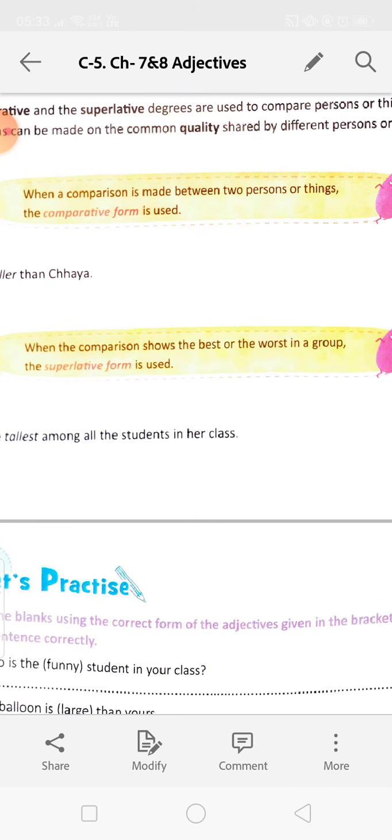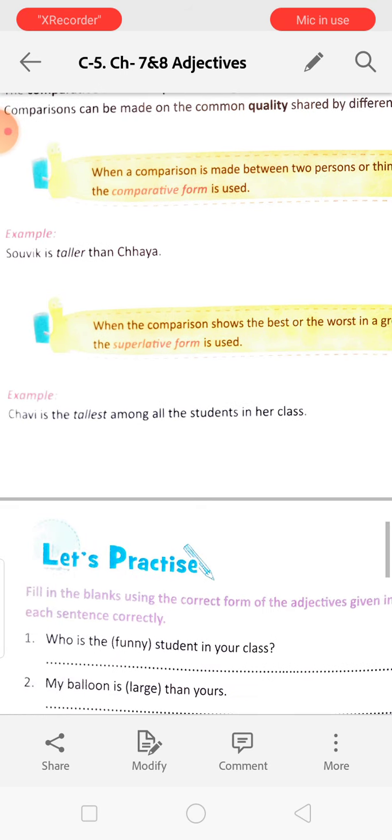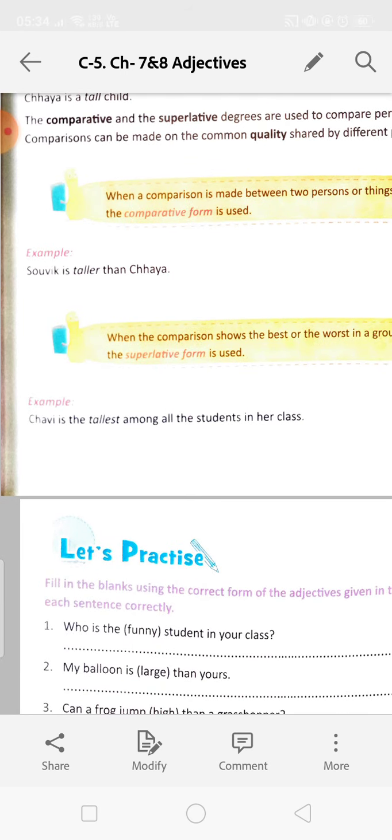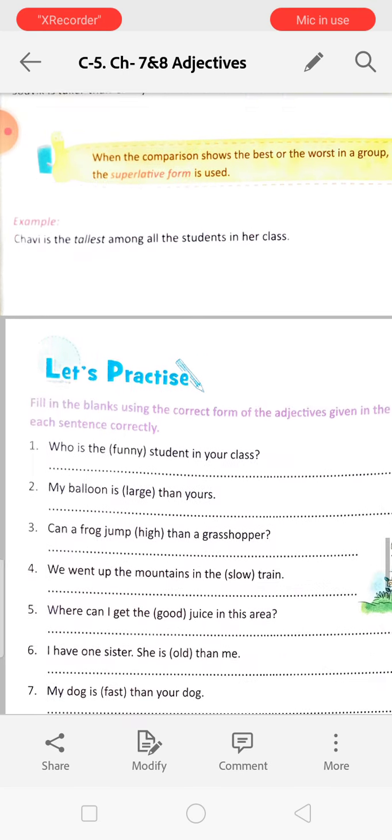Next is the superlative degree. When the comparison shows the best or the worst in a group, that means more than two, maybe 10, 20, 100, any number, more than 2 will be the superlative degree. So, Chhavi is the tallest among all the students in her class.